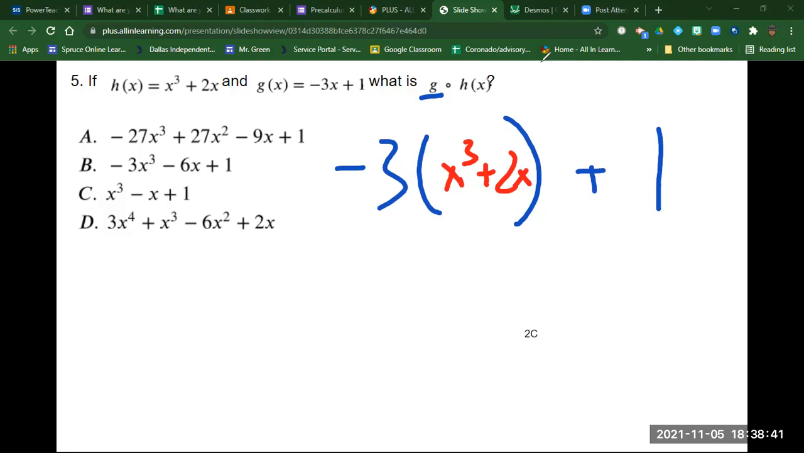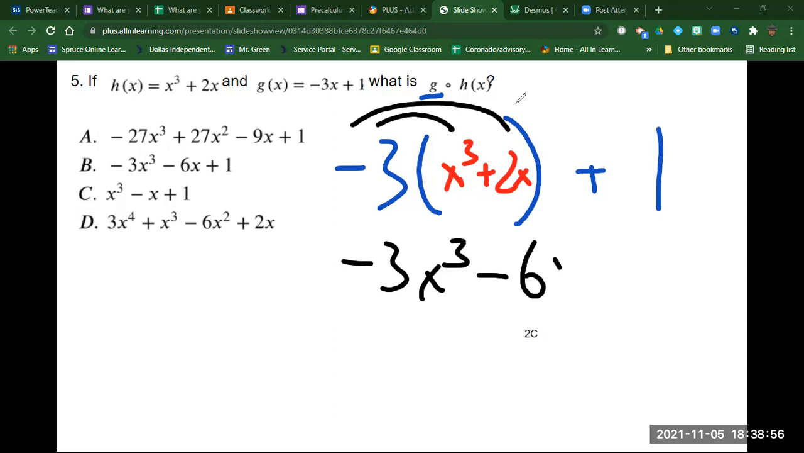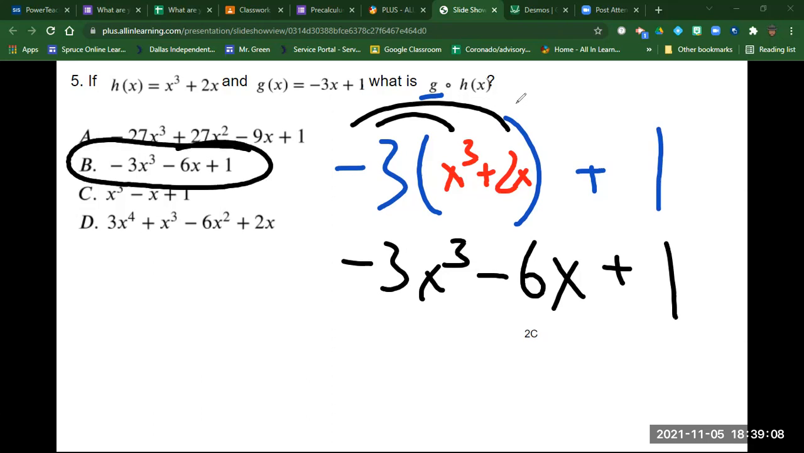We will get negative 3 times x cubed, that's the distributive property. And let's not forget negative 3 times 2x. Negative 3 times 2 is negative 6x. And we don't have anything to multiply the 1 by, so we can bring that down. So that's what I found out here. Which one does this look like? Okay. Let's keep moving.